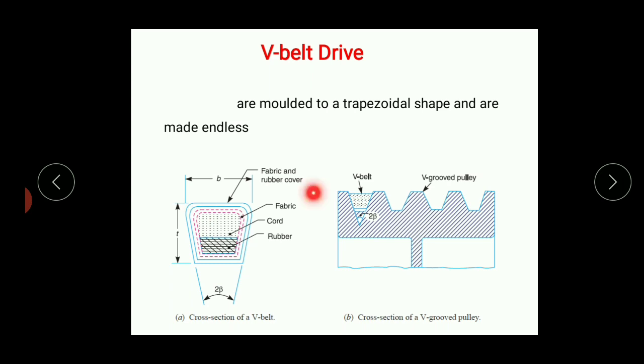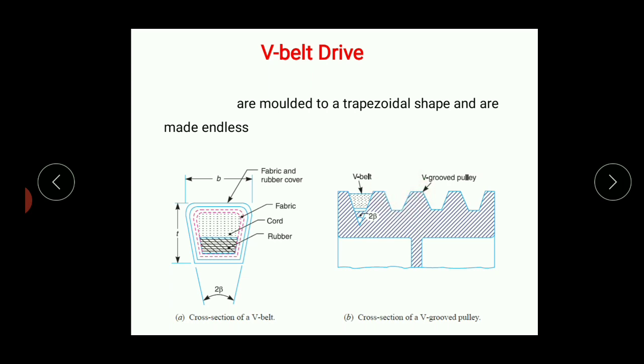You can see here what the contents are and how it is manufactured. Some part is rubber, it also contains fabrics and cords, and all is enveloped in fabric and rubber. So its manufacturing is quite typical, and you can observe here the cross section of the pulley to accommodate this V belt. A single V belt is accommodated inside a single groove. So here you can observe that the trapezoidal shape of the belt fits into the trapezoidal shape of the pulley.